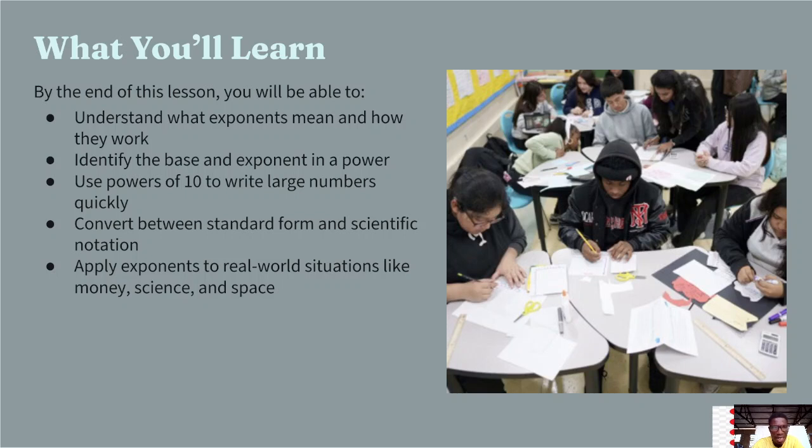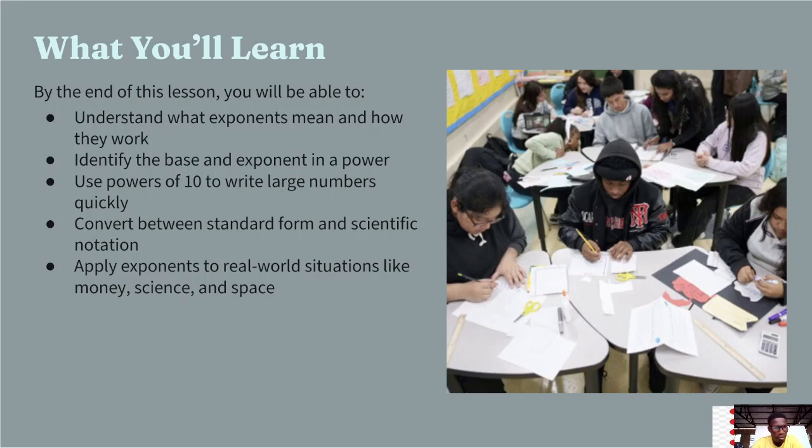They save us time and effort, especially when we deal with very large numbers that are difficult to write in full. For example, the distance to the sun or the population of the United States or Ghana can be written quickly and clearly using exponents. So let's get started and take control of these big numbers together.